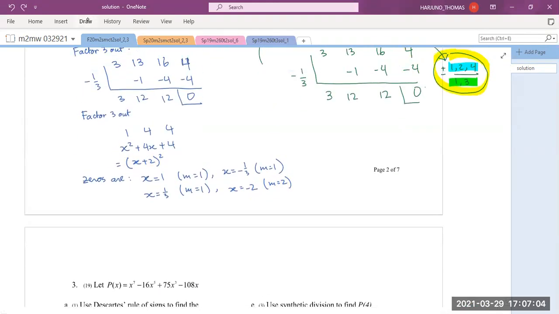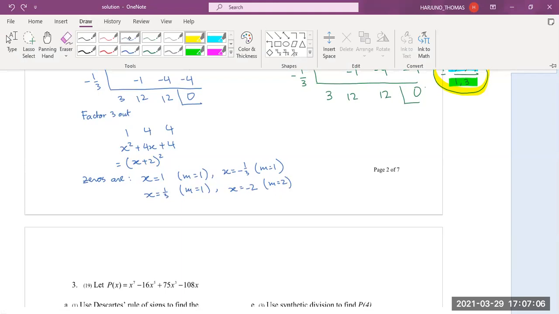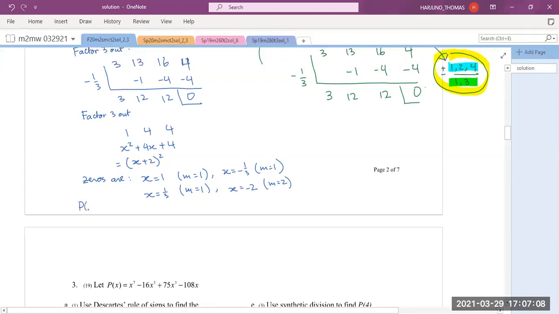It means if you want to write it in linear factor form, then p(x) equals, remember you factored 3 twice out, so it becomes 9, times x minus 1, x minus 1/3, x plus 1/3, and x plus 2 squared. Okay, that's the linear factor form of this polynomial.